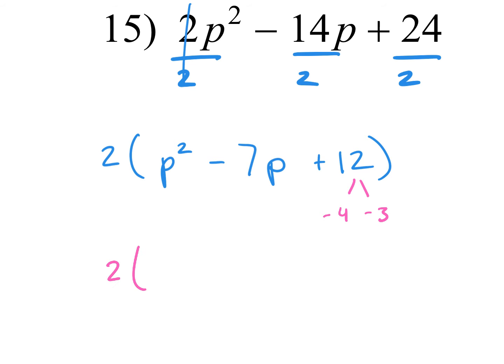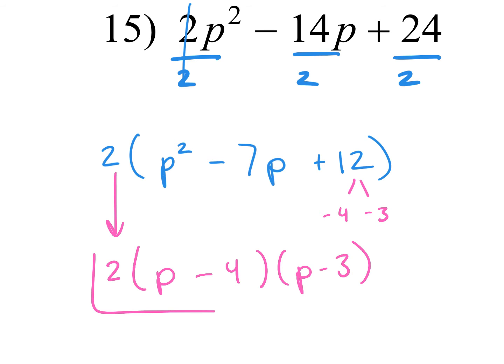So that 2 stays on the outside. And then what goes into the parentheses? P. What comes next? And? Awesome. So I have 2 times p minus 4 times p minus 3. The order doesn't matter. So you could say p minus 3 times p minus 4. That works too.